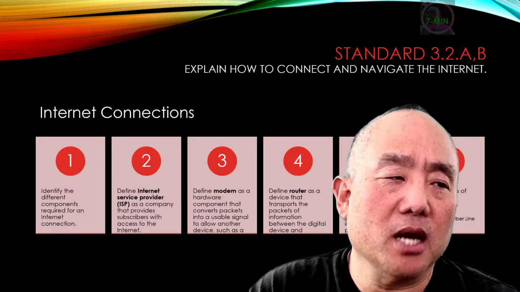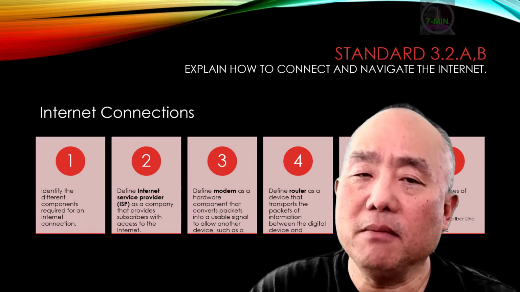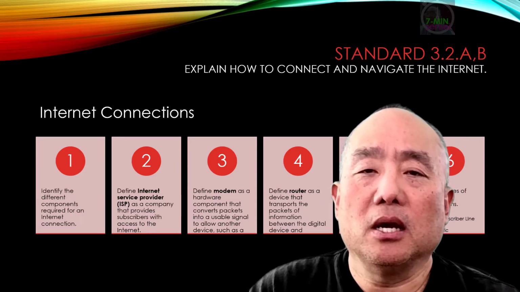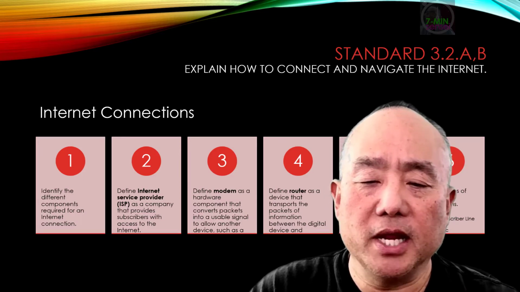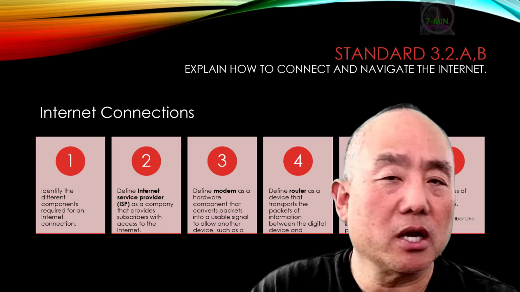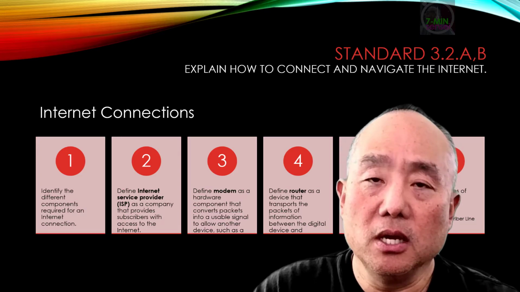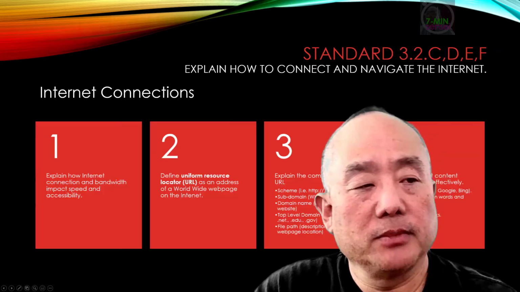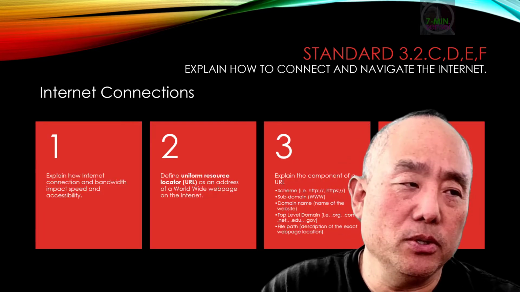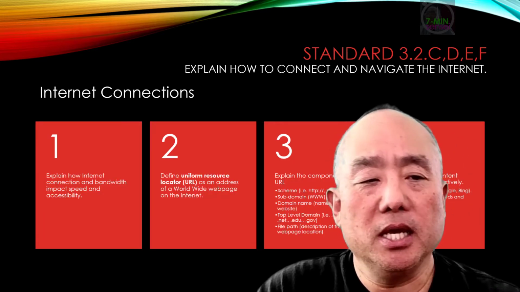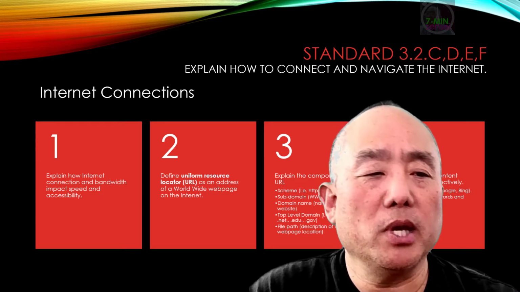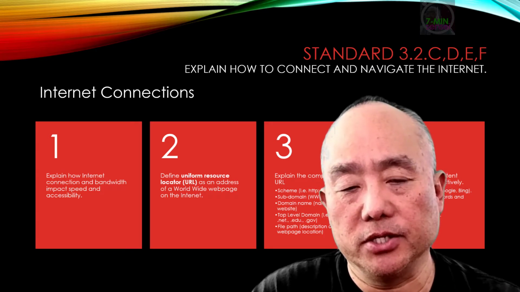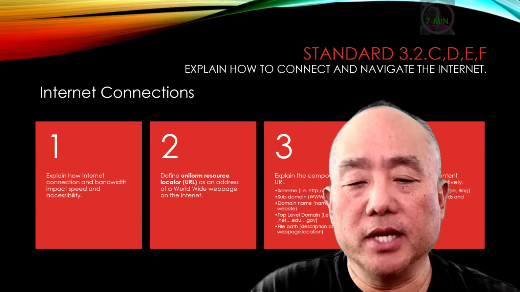Standard 3.2.A and B. These are a variety of Internet connections. We'll talk about Internet service providers, a modem, a router. Standard 3.2, C, D, E, and F. We'll explain how to connect and navigate the Internet through Internet connections.